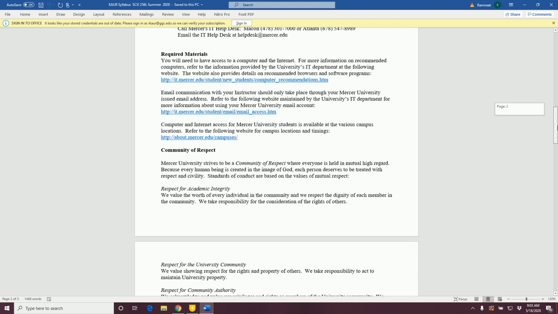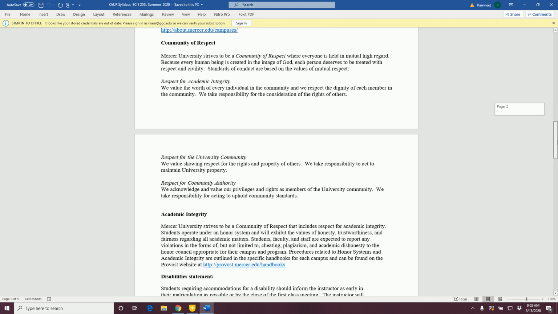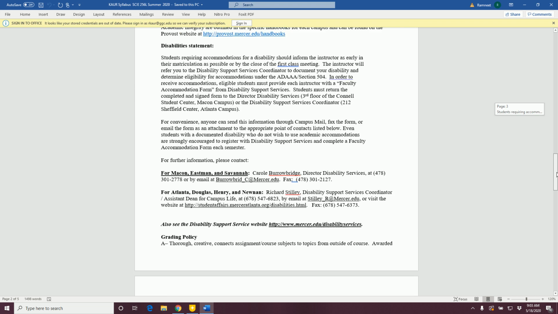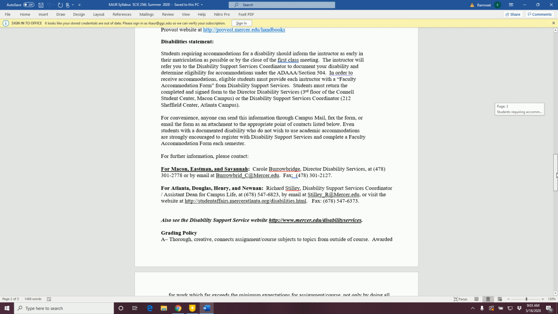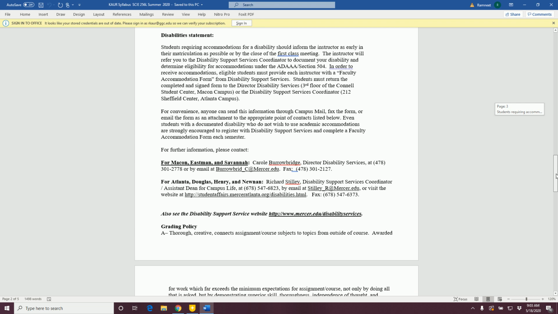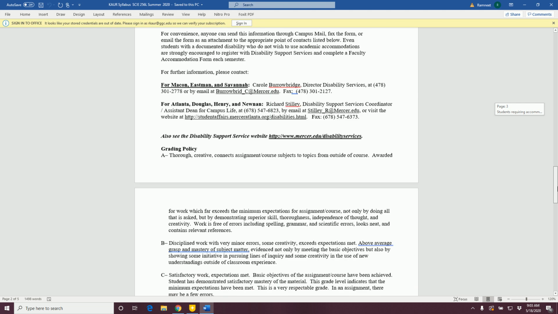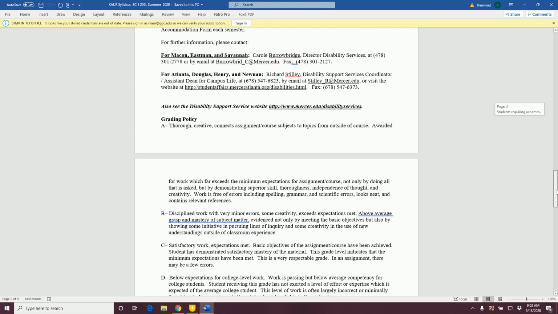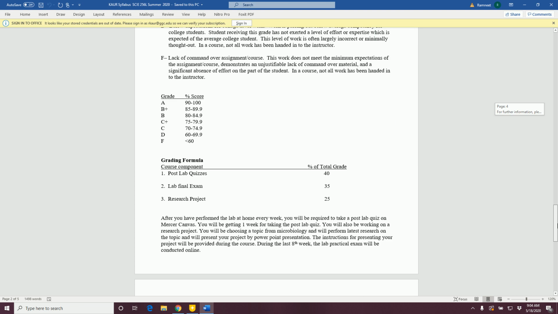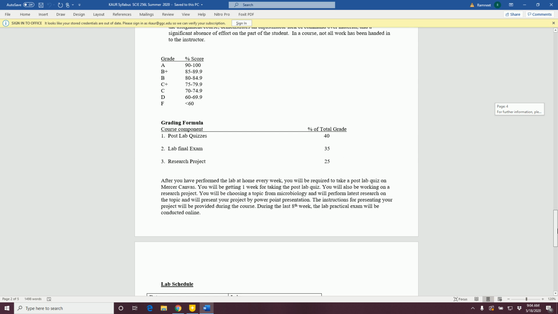If you have any kind of disability, you can get accommodation. You need to contact the disability office of Mercer University, and then they can send me your accommodation, and I can accommodate you according to your disability. This is the grading policy. This is the grading scheme. You know what A is. Mercer has B plus and C plus, so you can go over this. Okay, let's talk about the grading formula.